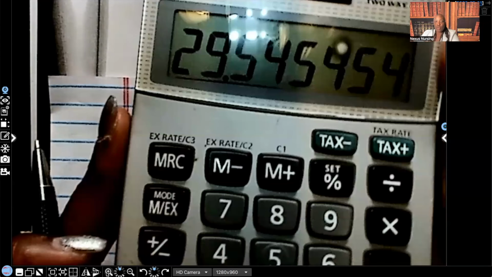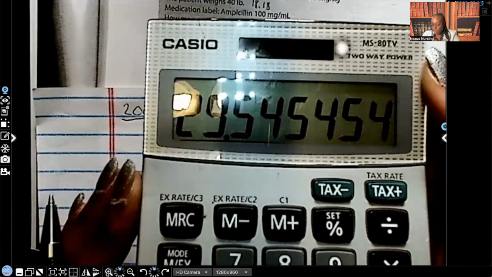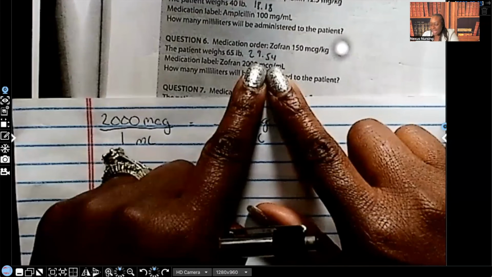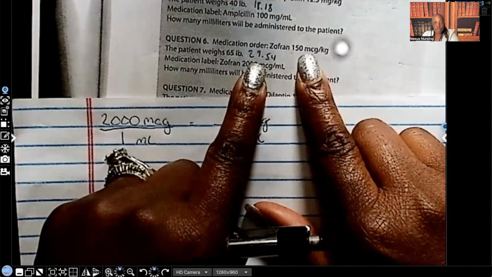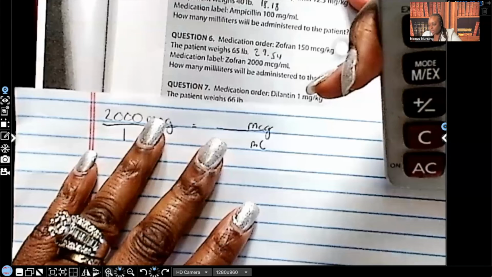$65 divided by 2.2, you should get 29.545454. Okay, so that's your kilogram. Go ahead, write it down so you don't forget. 29.54. Now you can multiply that 29.54 times your 150. Go ahead, do that now.